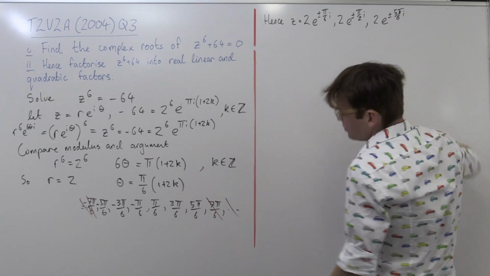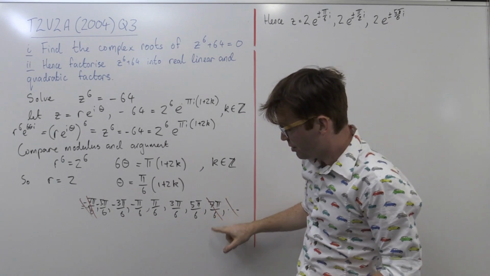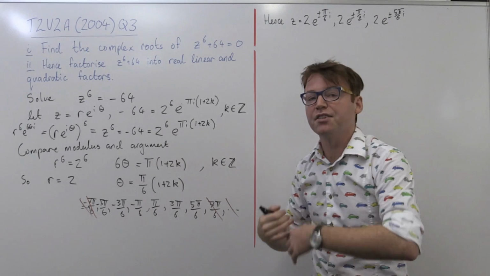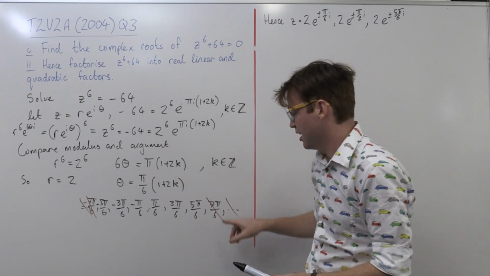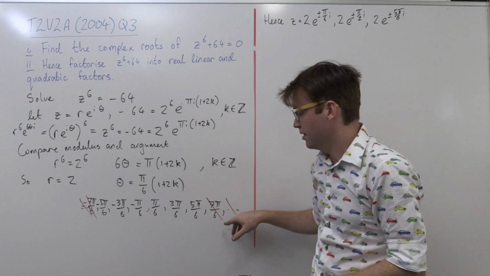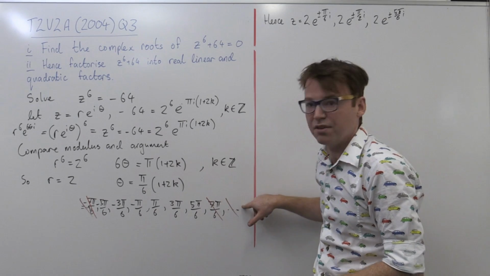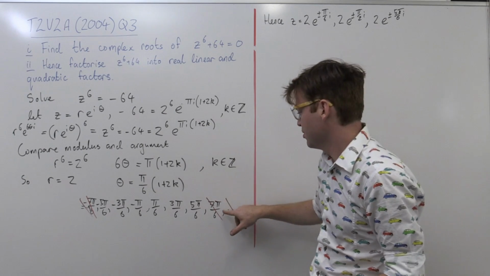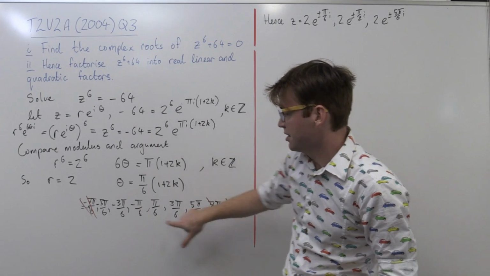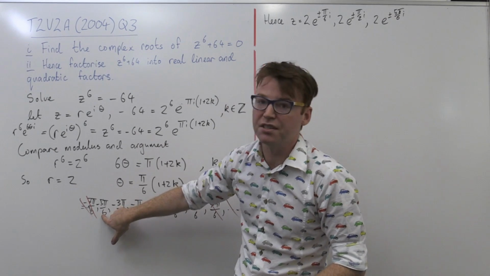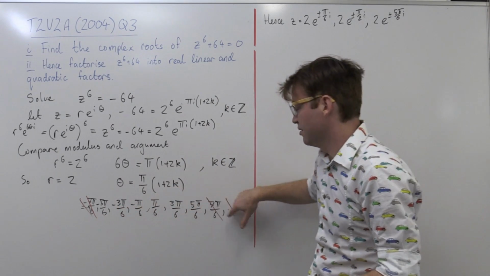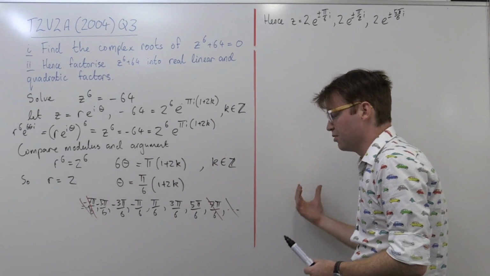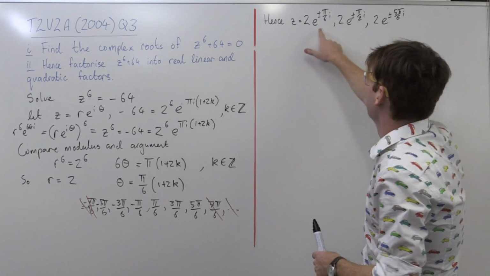Notice that when I perform this operation of crossing them off, I'm not actually removing any solutions, I'm just getting rid of the non-principal ones. These extra arguments up here just give me repeated roots. So this 7 pi on 6 is actually just going to give me the same complex number as this negative 5 pi on 6 over here, but I don't need it. So I'm just getting rid of the non-principal ones and having only the principal arguments.